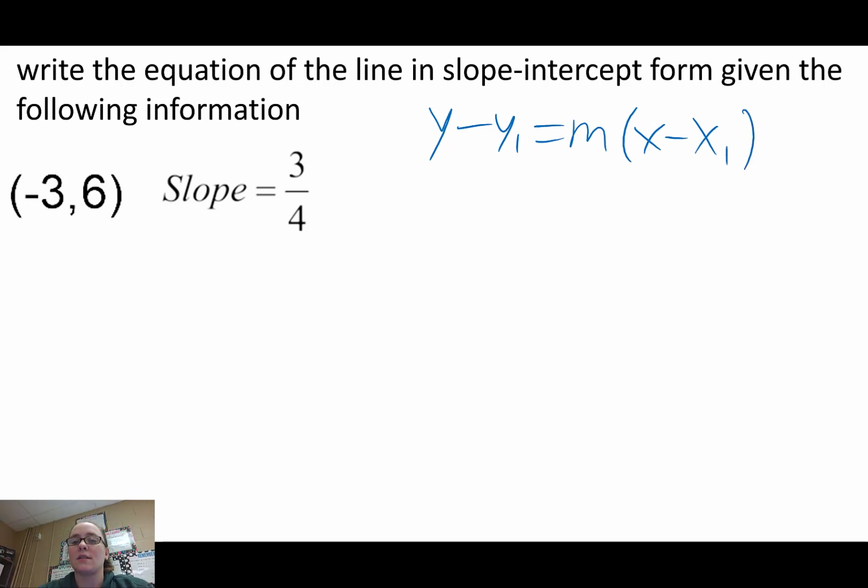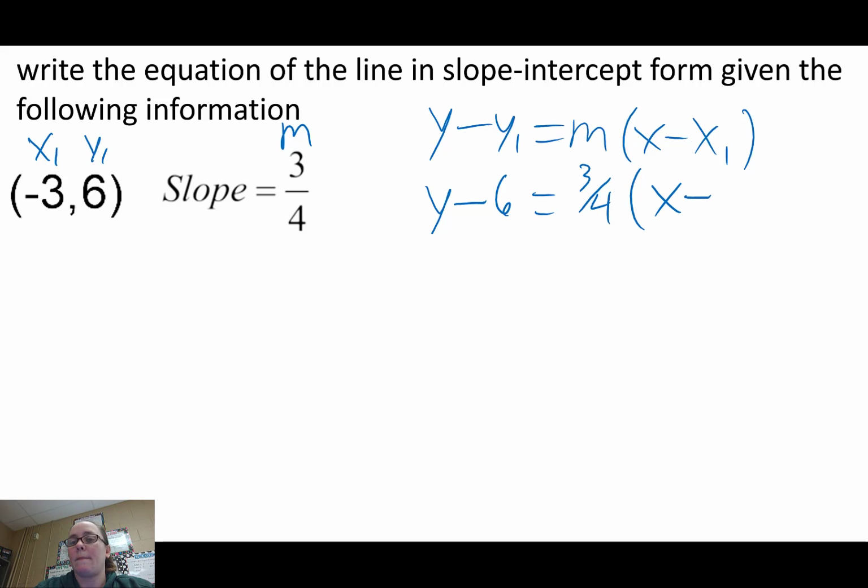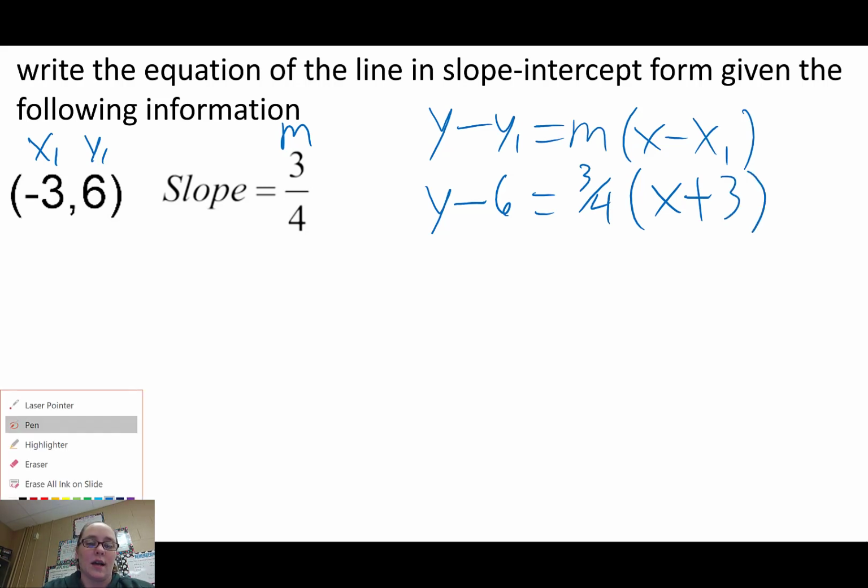Okay, I've got my slope and I've got a point, which is what point-slope form gives me. So this is my x1, y1, that's my m. So we get y minus what my y1 is, equals 3/4 x minus a negative 3, which remember when we minus a negative, what happens? Becomes a plus. So from here, all I have to do is isolate the y.